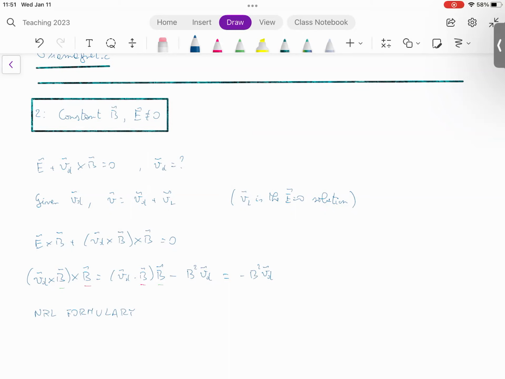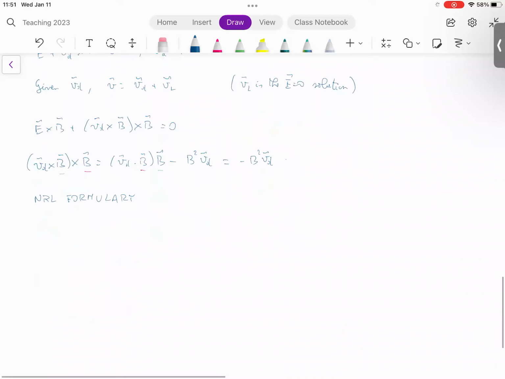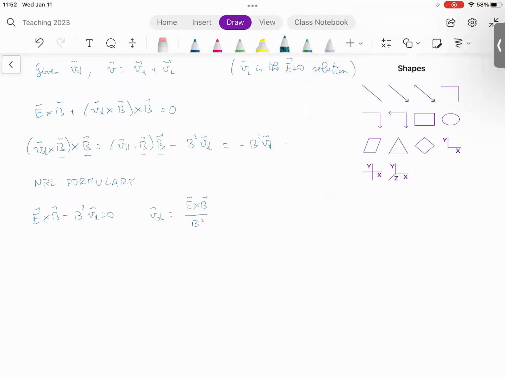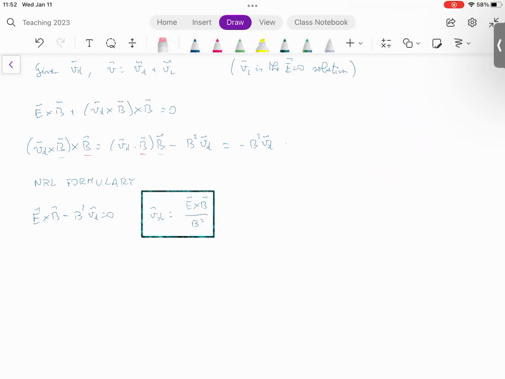So if this is the case, I'll move to the next line. Then I know that E cross B minus B squared V drift is equal to 0, or V drift is equal to E cross B divided by B squared, which I always think is a pretty remarkable result.